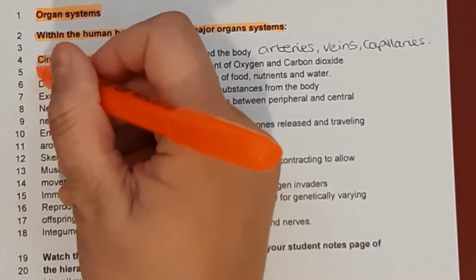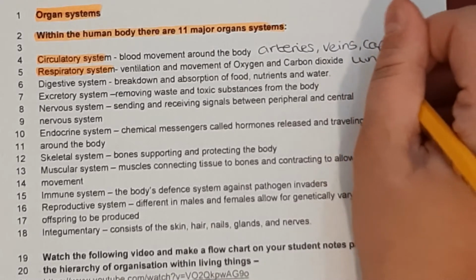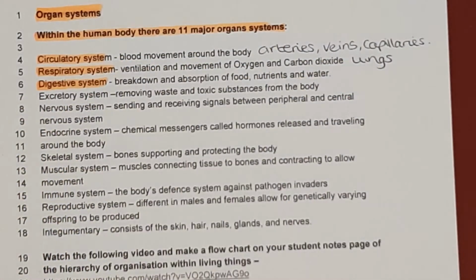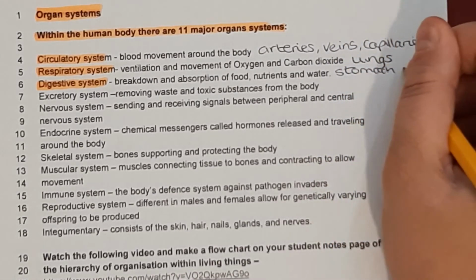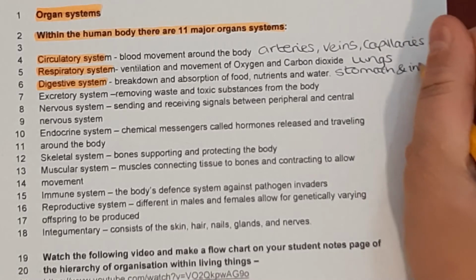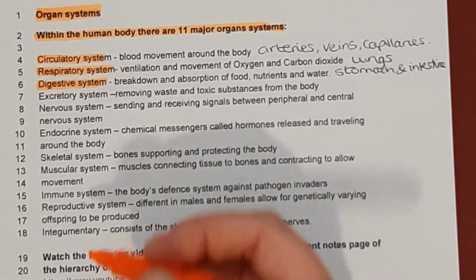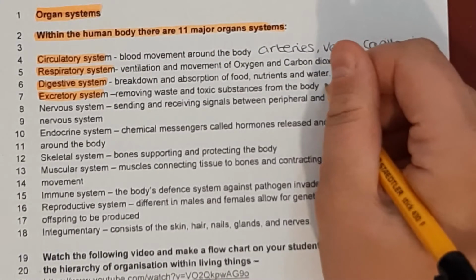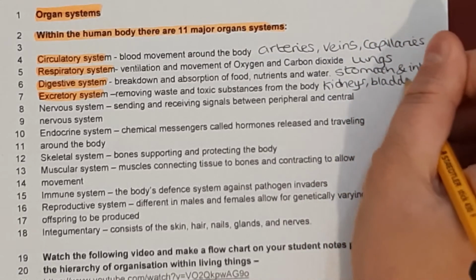We have the respiratory system. That's the ventilation and movement of oxygen and carbon dioxide. So obviously this is going to include the lungs. We've got the digestive system. That's the breakdown and absorption of food, nutrients and water. So we're going to include the stomach and both the intestines, so the small and large intestines. Next we have the excretory system. This one removes waste from the body and toxic substances. So that's going to include our kidneys and our bladder in particular.